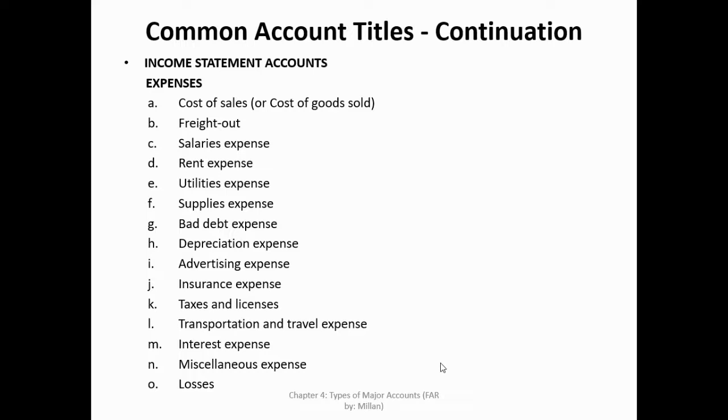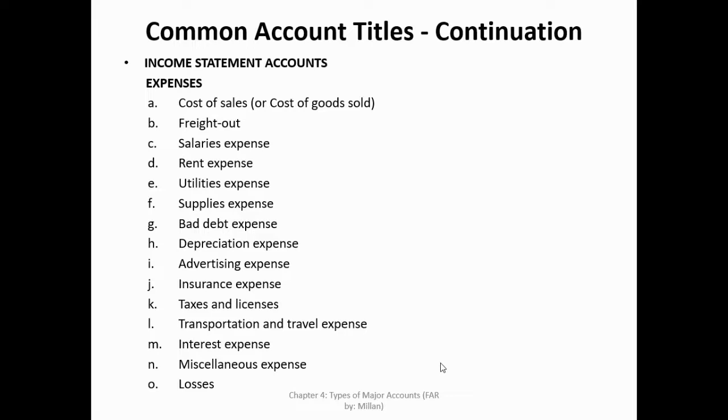Next is the freight out. It represents the seller's cost of delivering goods to customers. So other terms for freight out are delivery expense, transportation out, and carriage outwards. Third is the salaries expense. So this represents the salaries earned by the employees for the services they have rendered during the period.